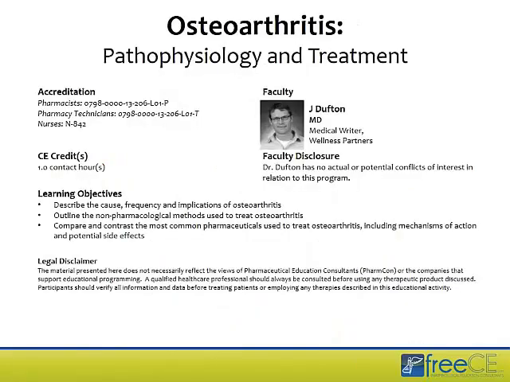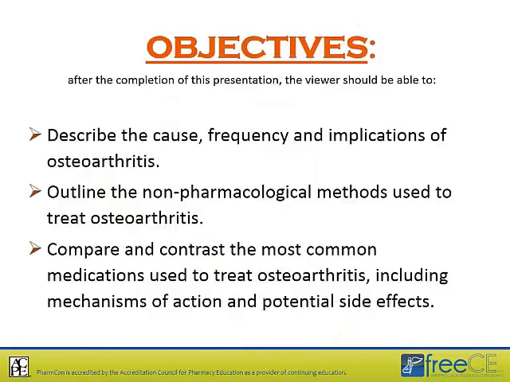Osteoarthritis, pathophysiology, and treatment. After the completion of this presentation, the viewer should be able to describe the cause, frequency, and implications of osteoarthritis, outline the non-pharmacological methods used to treat osteoarthritis, and compare and contrast the most common medications used to treat osteoarthritis, including mechanisms of action and potential side effects.